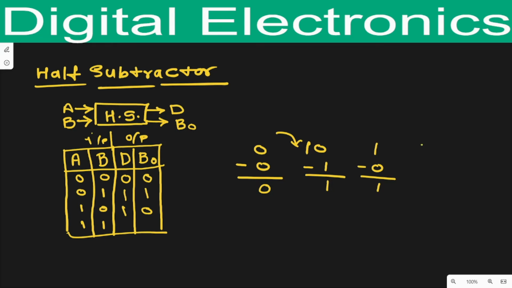Now I am considering this last case. In last case 1 minus 1 is there. 1 minus 1, so difference equals to 0. Is borrow required? No, no borrow is required. That's why I have written B naught equals to 0.